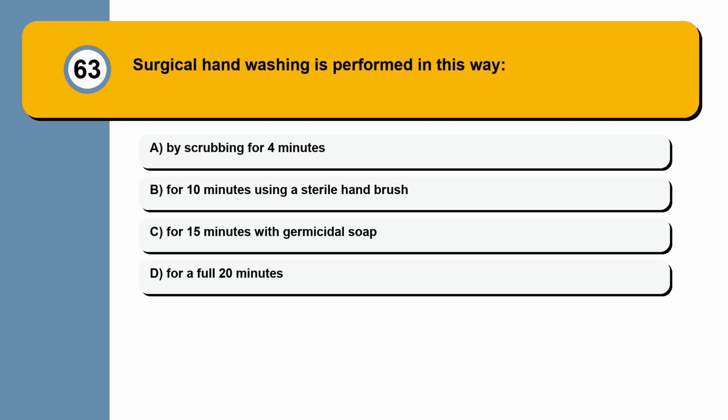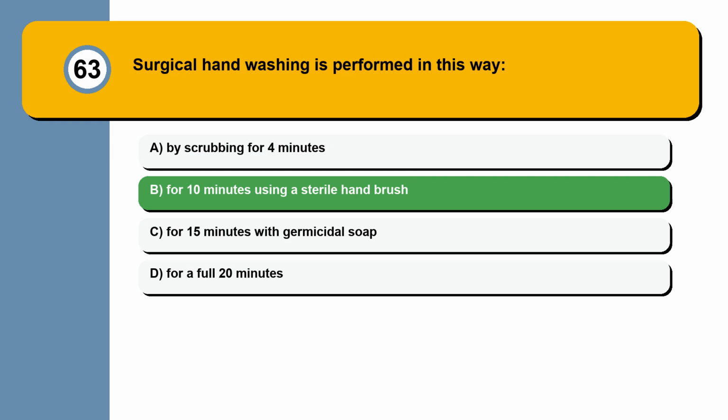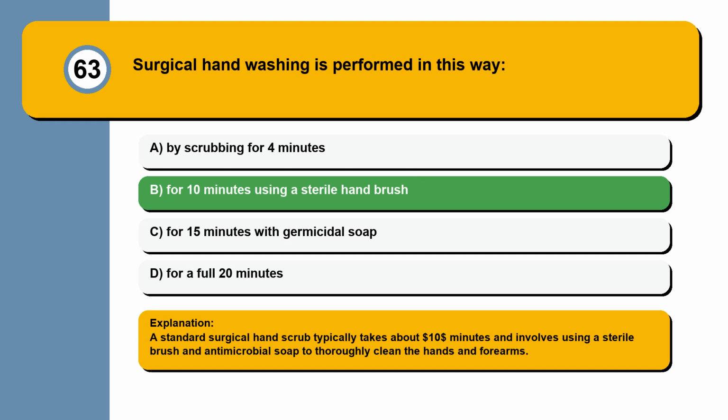Question 63. Surgical hand washing is performed in this way. Here are your options. Option A, by scrubbing for 4 minutes. Option B, for 10 minutes using a sterile hand brush. Option C, for 15 minutes with germicidal soap. Option D, for a full 20 minutes. The correct answer is option B, for 10 minutes using a sterile hand brush. Explanation. A standard surgical hand scrub typically takes about 10 minutes and involves using a sterile brush and antimicrobial soap to thoroughly clean the hands and forearms.